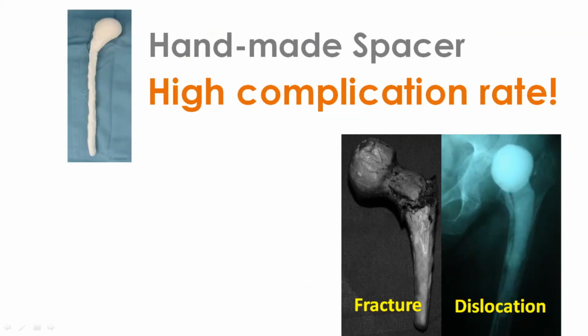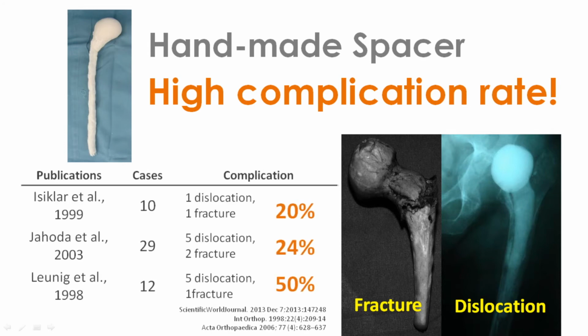Traditionally, surgeons make a mobile spacer manually in the operation room. These handmade spacers show a higher rate of spacer fracture and dislocation due to the mechanical complications. Spacer fractures and dislocations, as well as femoral fractures, may endanger the functional outcome and impede the later prosthesis reimplantation. From the literature, the complication rate of the handmade spacers is as high as 20 to 50%.